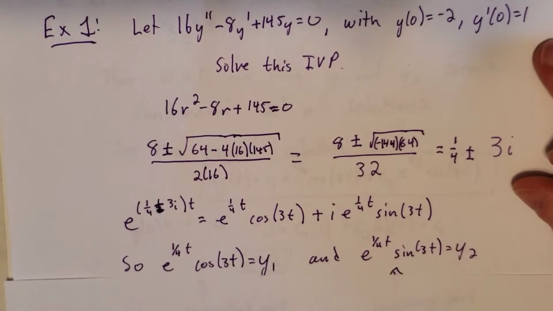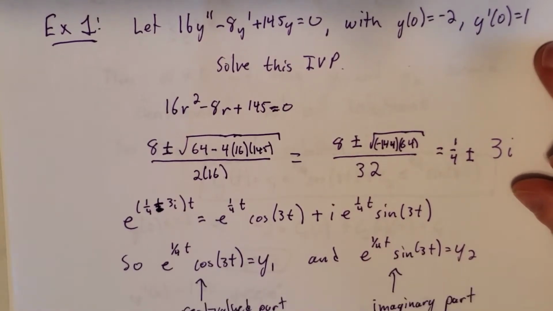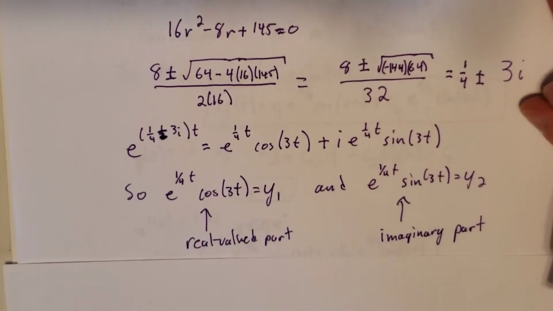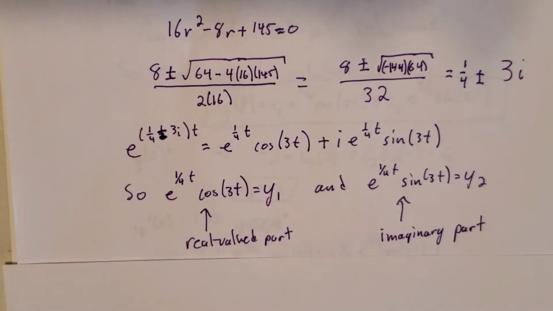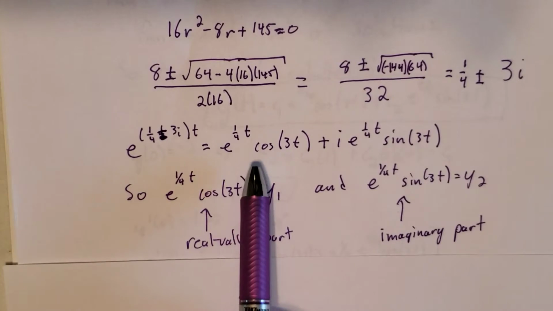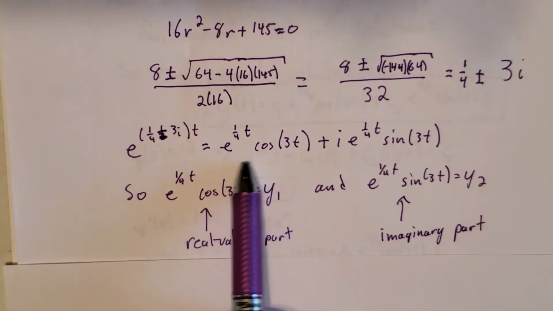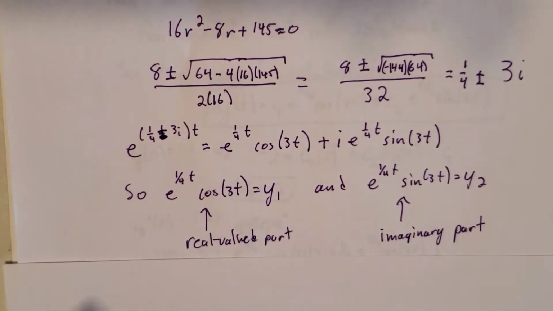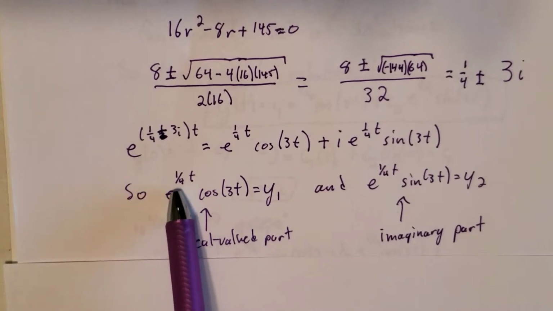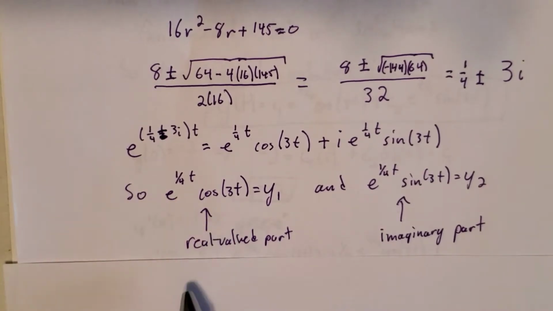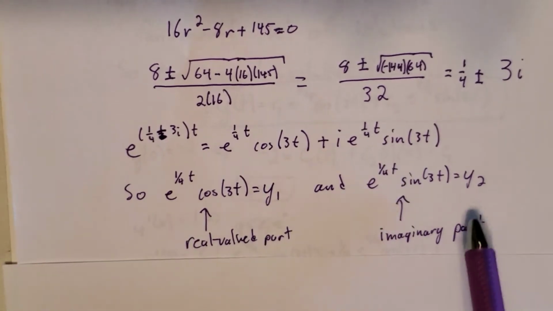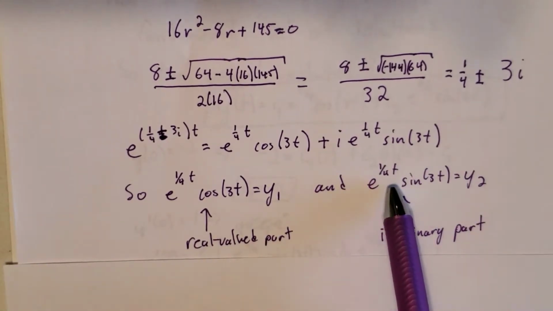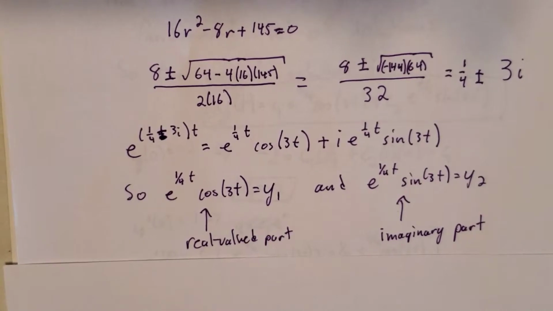Okay. So what do we get? Well, this gives us two solutions, right? So via this theorem above, the real valued part is a solution. So y1 equal to e raised to the 1/4 t cosine of 3t is a solution. And the imaginary part is a solution. So y2 equal to e to the 1/4 t sine of 3t is also a solution.